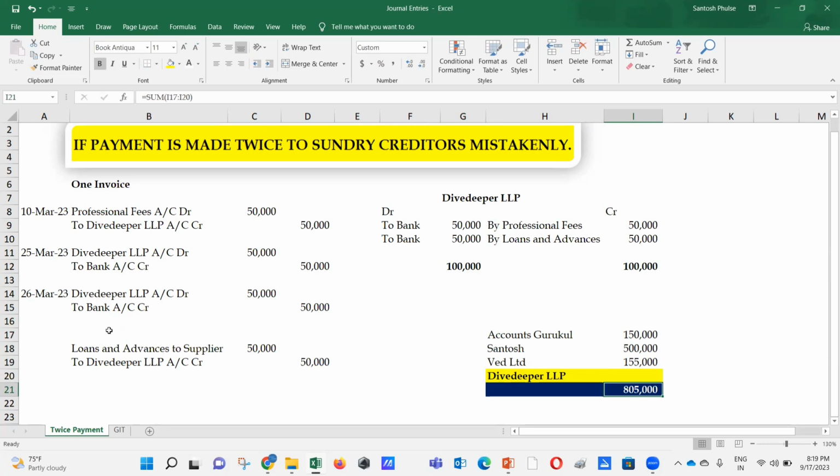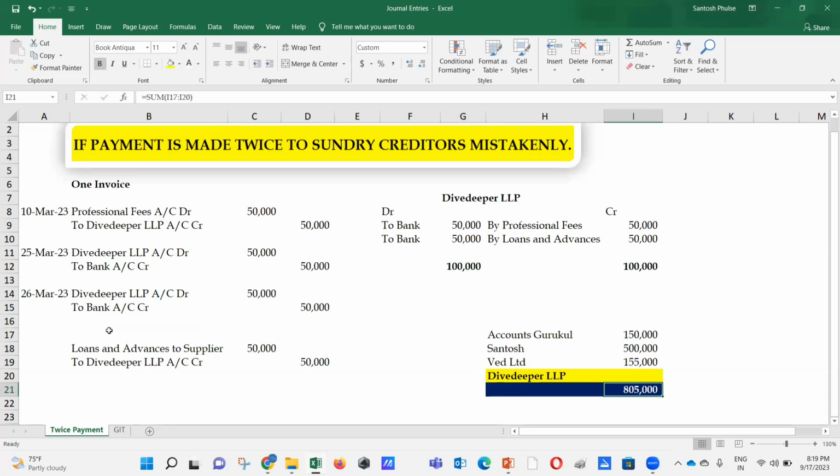And the DIU for LLP account is credit, but loans and advances we have to recover from DIU for LLP, and that's going to be there on the asset side. So that's the way you have to do it. And when you are doing the presentations, then you have to show this 50,000 towards loans and advances to supplier instead of adjusting it and clubbing it towards accounts payable.